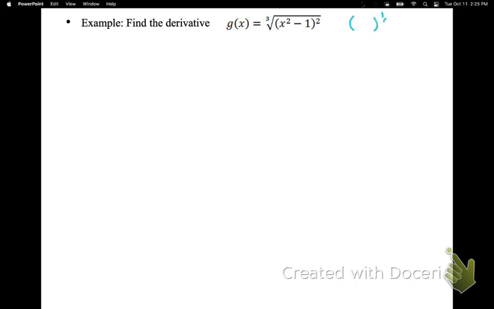So excellent. 1/3. And the inside is x squared minus 1, quantity squared. Oh, wait a second. So would the outside be 2 over 3, or would we have 3? So we're going to have 3 of them, aren't we? 3 what? Because we have the outside being x to the 1/3, yes?